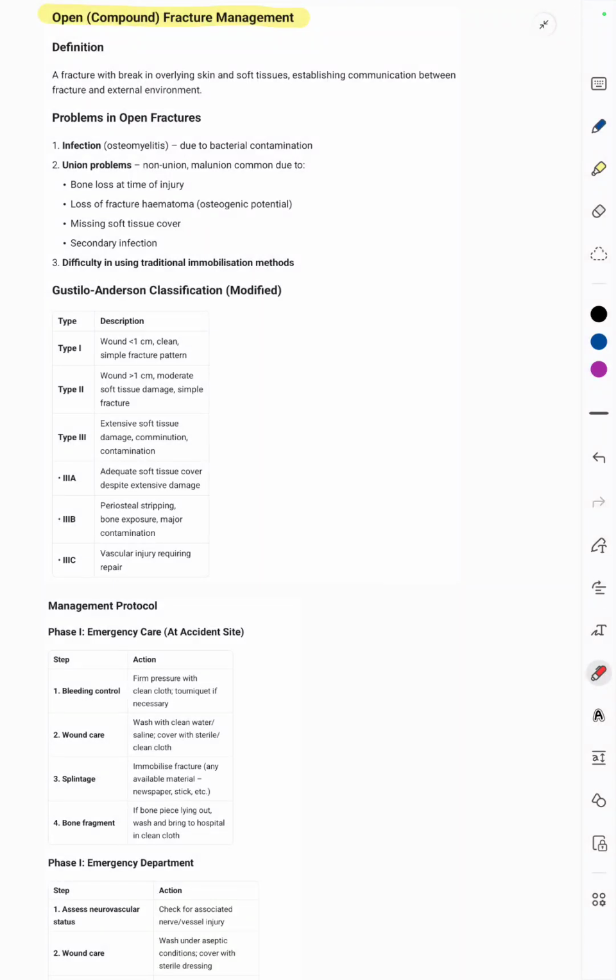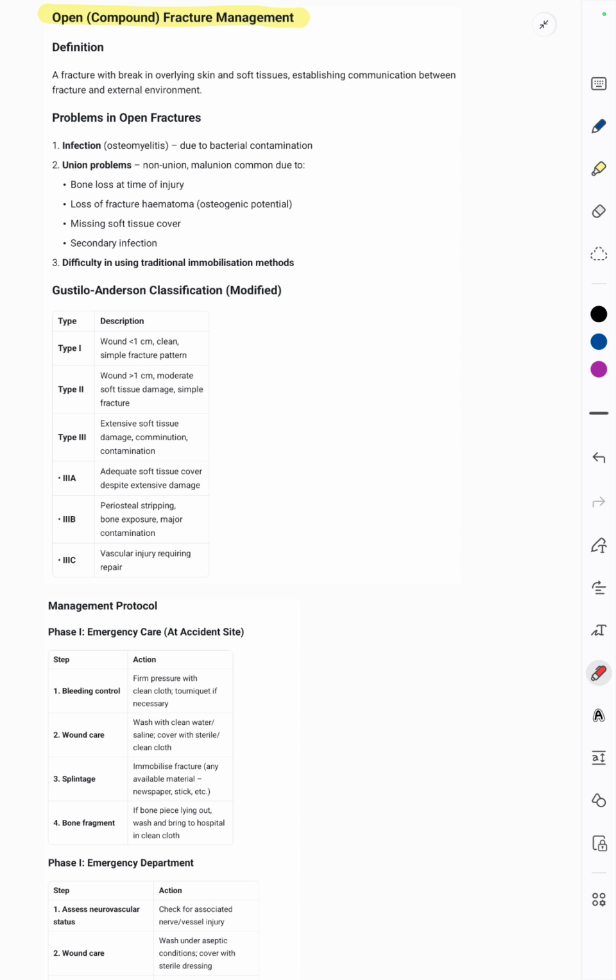Open fracture management. So we already know that an open fracture is a fracture that is exposed to the external environment. Always write a definition of fracture first. That is, a fracture is a breach in the continuity of the cortex of the bone, and an open fracture is the one where it is exposed to the external environment.